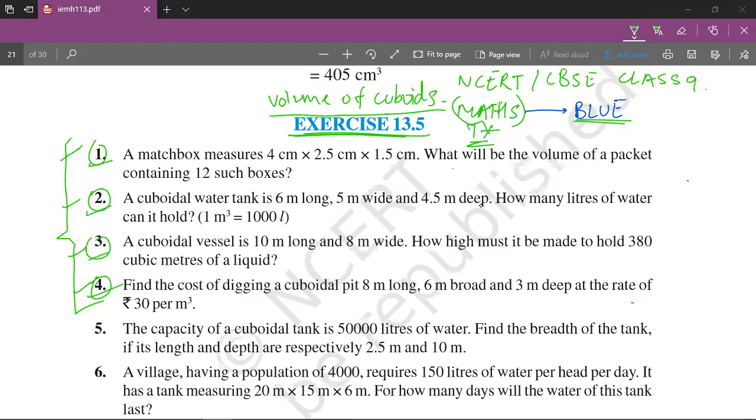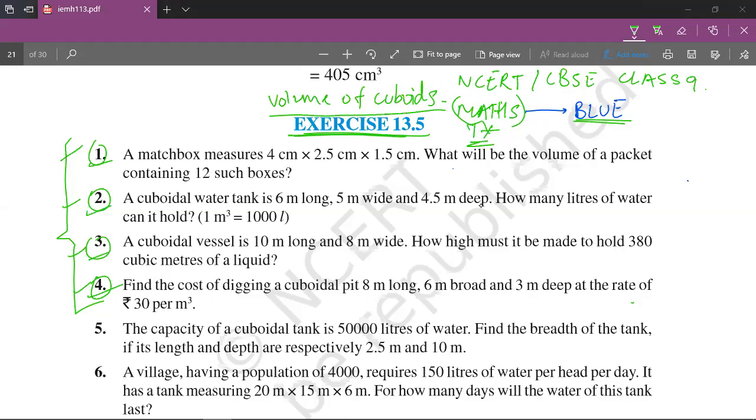Okay, so let's start. A matchbox measures 4 centimeter into 2.5 centimeter into 1.5 centimeters. What will be the volume of a packet containing 12 such boxes? Now, whenever a surface area or volume problem comes in front of you, all you have to do is look at the units. There should be a common unit. In this question, it is centimeters.